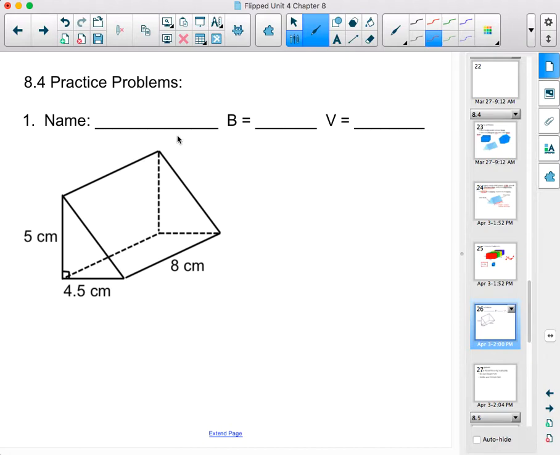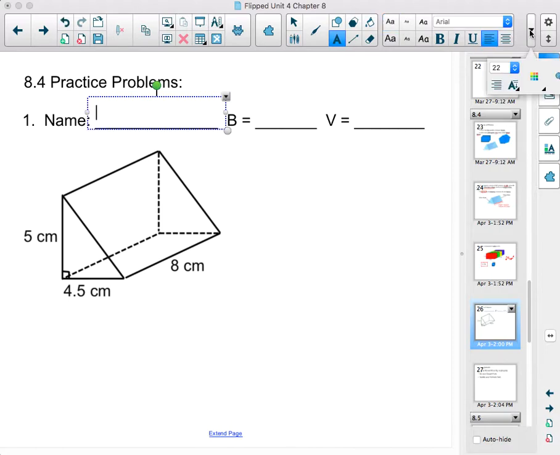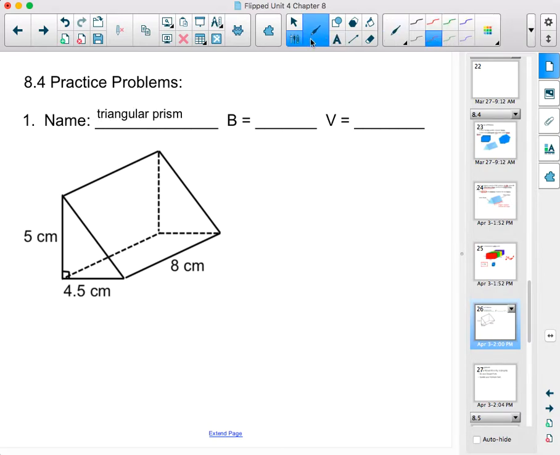In your practice problems, the first thing you are going to notice is that every practice problem is going to be done the same way. The first thing I want you to do is to name the shape. So we are going to name this, and when I look at it, I know it's a prism. When I look at the 2 bases, I know they're triangles. So this is called a triangular prism. The reason I want you to be naming your prisms is because I want you to really focus on what the shape of the base is, because that's how we're going to find big B.